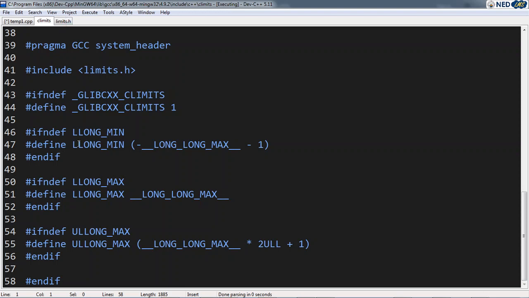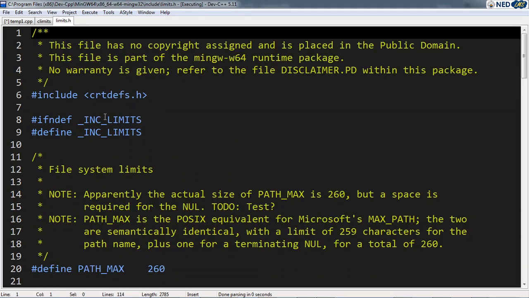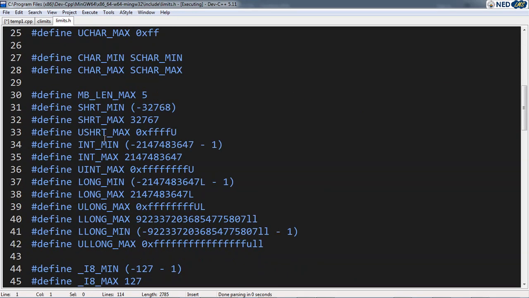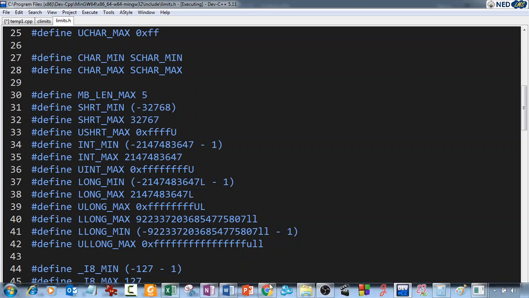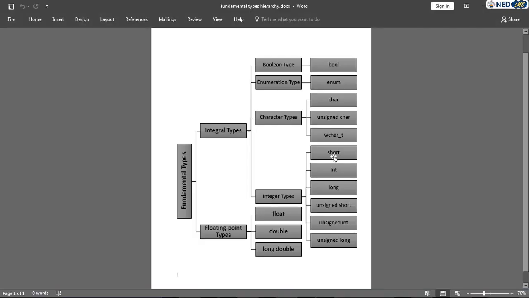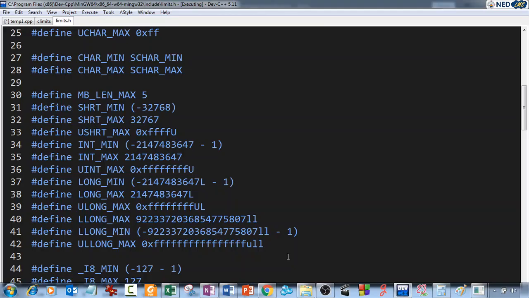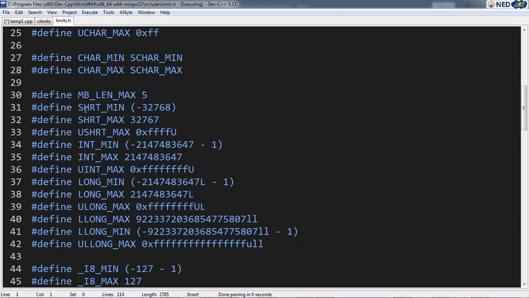But let's go to the limits.header file. It says what is the maximum and minimum limit. So if we have short minimum and short maximum, we have short over here, we have integer and long, and unsigned short, unsigned integer, and unsigned long. For unsigned, the minimum number would be 0 obviously. This is signed short minimum. So short minimum goes from -32768 and goes all the way to 32767.